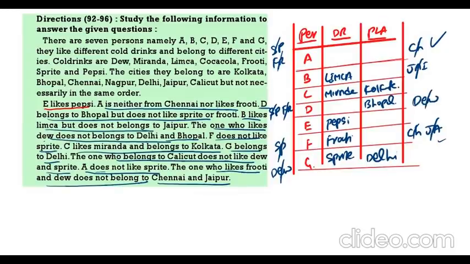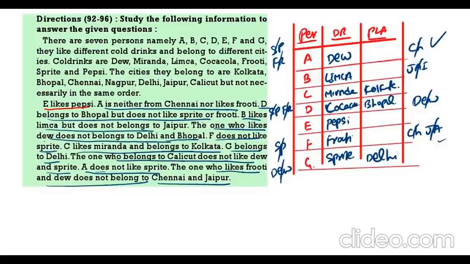If D does not like Dew, A likes Dew. Then D likes which one? Coca-Cola. D likes Coca-Cola, because the one who goes to Bhopal does not like Dew. So, D likes Coca-Cola.